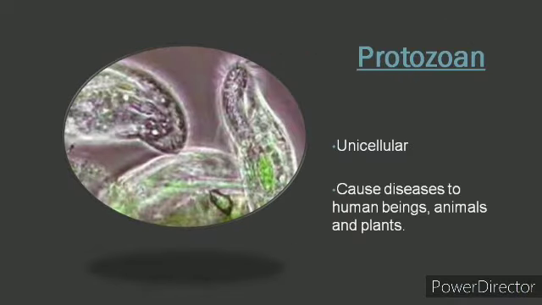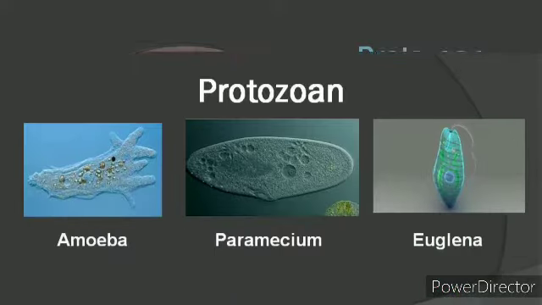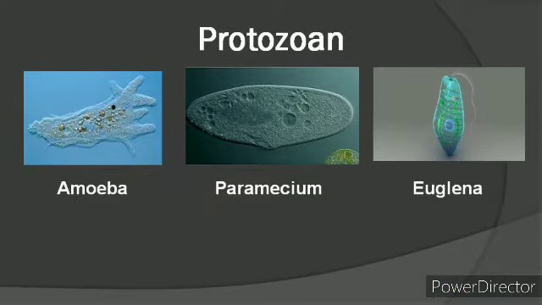The other one is protozoa. Protozoa are very notorious because we face diseases like cholera or malaria, and these are caused by protozoans. Protozoans are mostly unicellular, and they are a big cause of disease for human beings, animals, and plants, which we will learn further. Common protozoans are amoeba, paramecium, and euglena. These are very commonly found in water, drainage water or sewer water.